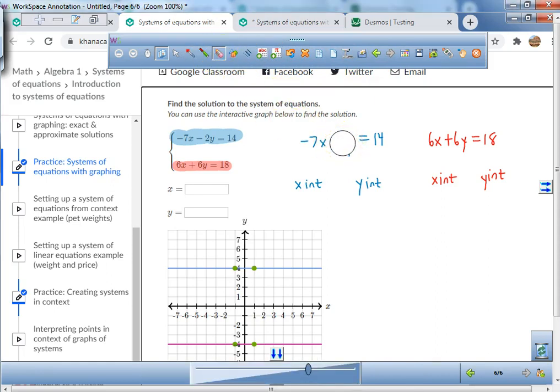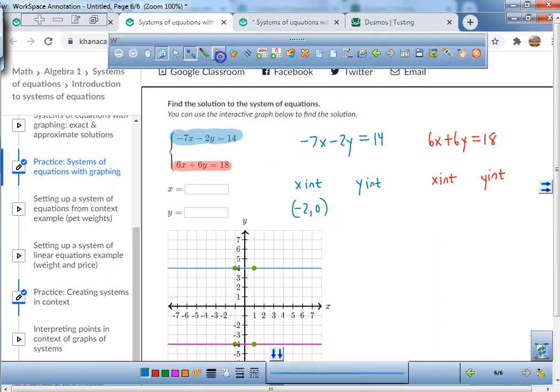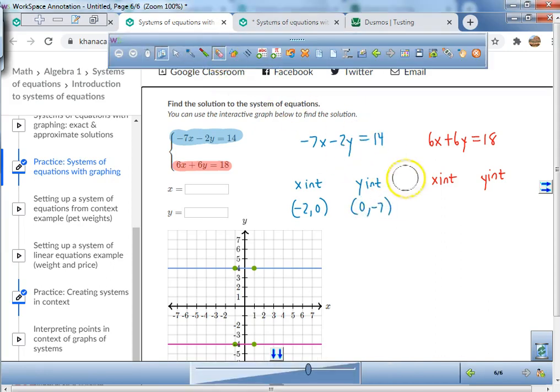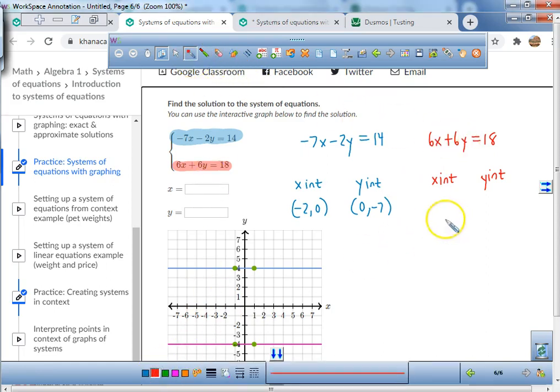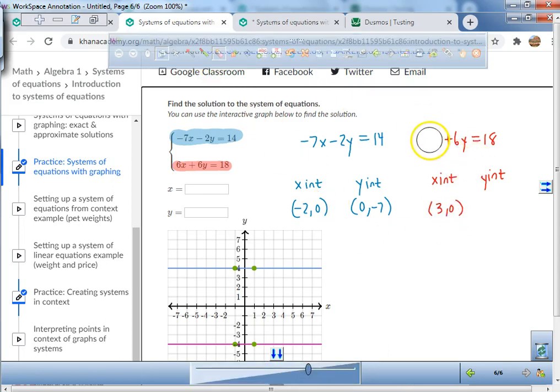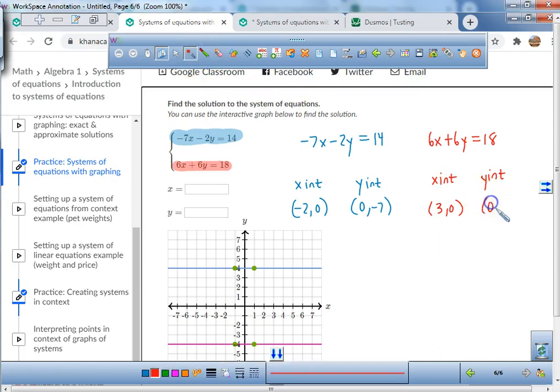What's 14 divided by negative 7? Negative 2. So I know my x-intercept is negative 2, 0. Cover that up. What do you see? Negative 2y equals 14. Divide both sides by negative 2. You get negative 7. So my y-intercept is at 0, negative 7. For the red equation, what's 18 divided by 6? 3. So my x-intercept is at 3, 0. Cover this up. 18 divided by 6 is 3, so that's at 0, 3. Just find the x-intercept and y-intercept, plot them, and you are done.